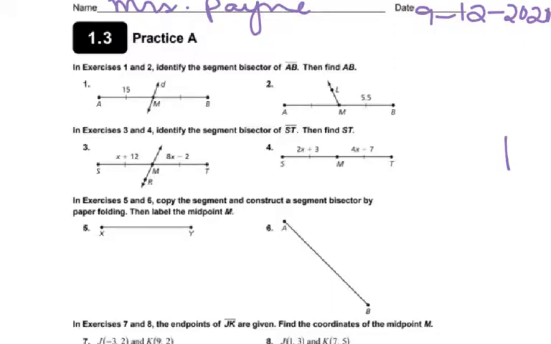So in exercises 1 and 2, identify the segment bisector of AB, then find AB. Now I know a segment bisector means the point in the middle. So the first thing I'm going to do is identify that segment bisector. So I'd put an M over here if I'm doing my work on my paper. And then I want to find AB. And so what that says, if there's no line on there, we're finding the distance.